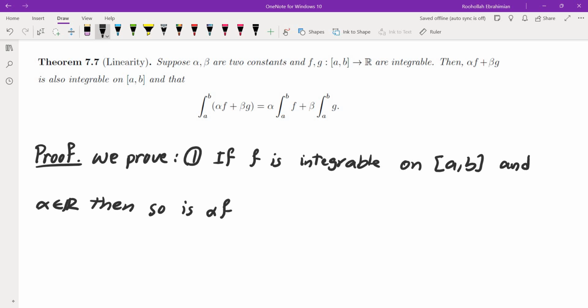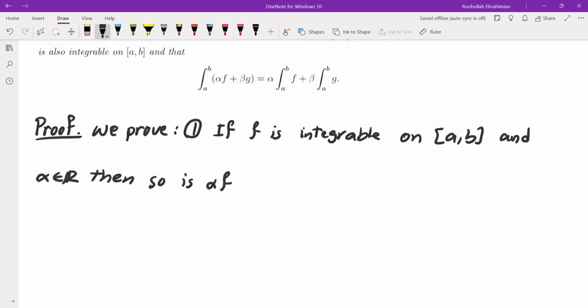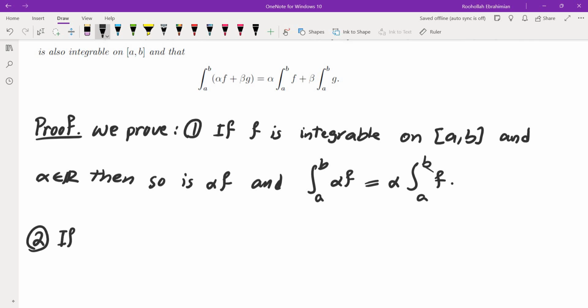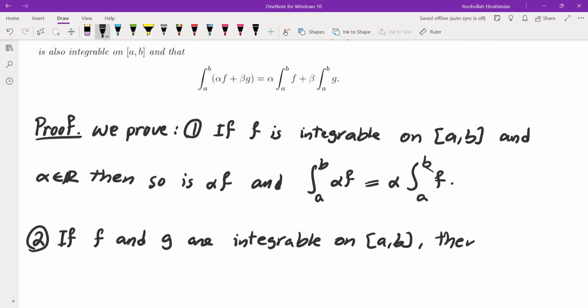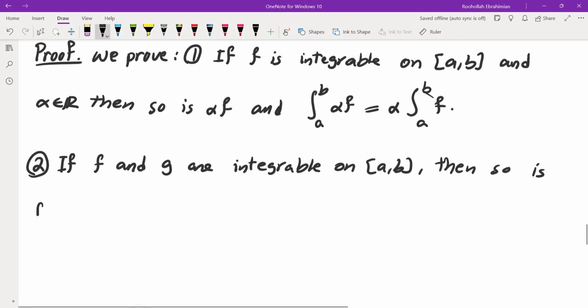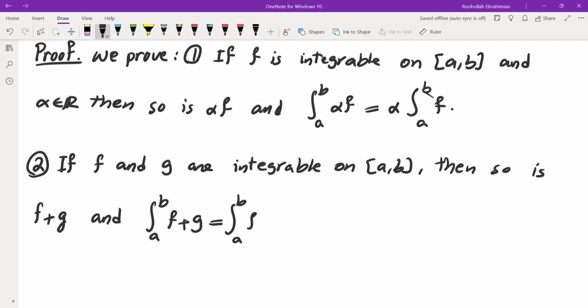So if f is integrable on [a, b], and alpha is in R, then so is alpha f, and the integral from a to b of alpha f is going to be alpha times the integral from a to b of f. And second, if f and g are integrable on [a, b], then so is f plus g, and the integral from a to b of f plus g is equal to the integral from a to b of f plus the integral from a to b of g.